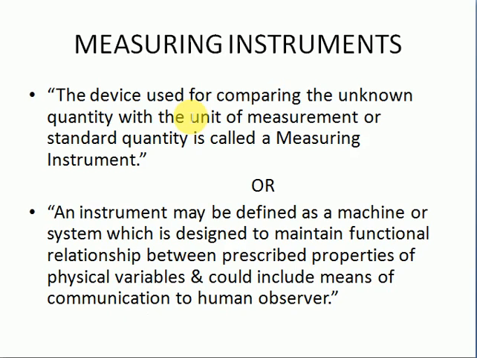Okay, and then we will classify the measuring instruments. Okay, so first of all, what is measurement? Measuring instrument is what? So measuring instrument is nothing but the device used for comparing the unknown quantity with the unit of measurement or the standard quantity.